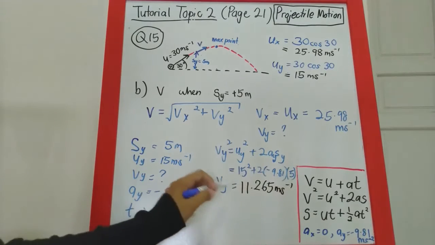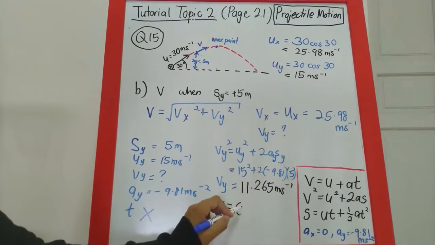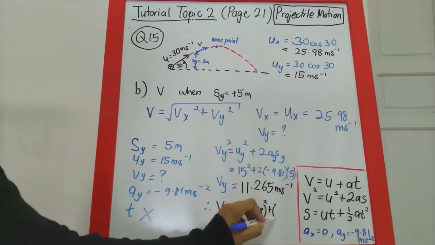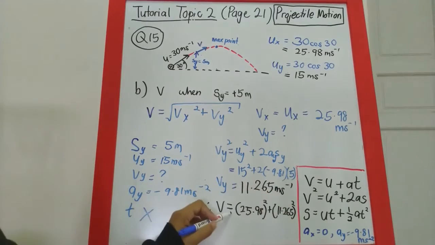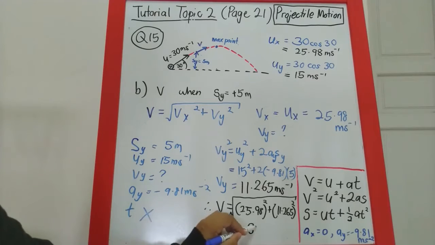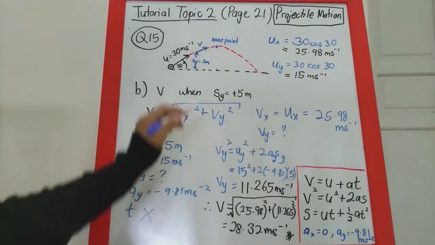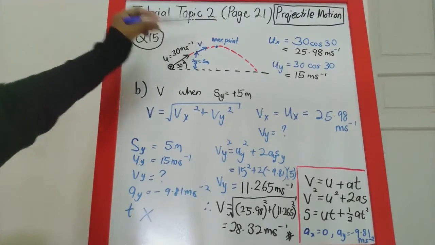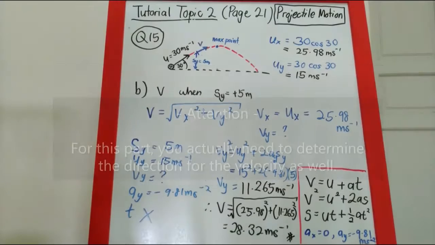Okay, but this is not the final answer. V is, substitute the value of Vx and the value for Vy, and square root all of them, and you get 28.32 meter per second. Okay, so that's the velocity when s is equal to 5 meter above the ground.